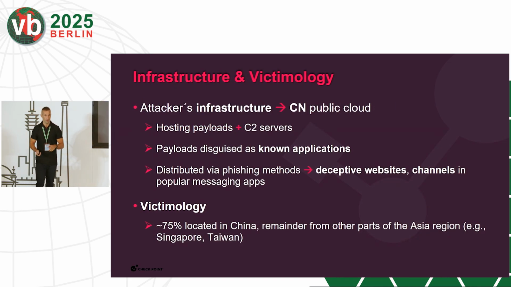Regarding the infrastructure and victimology, the data shows infrastructure abusing public cloud in China, both for hosting payloads and C2 servers. Payloads are disguised as known applications, usually distributed through phishing methods like deceptive websites, channels, and popular messaging apps. Regarding the victims, approximately 75% were located in China, and the remainder in other parts of the Asia region, like Taiwan or Singapore.